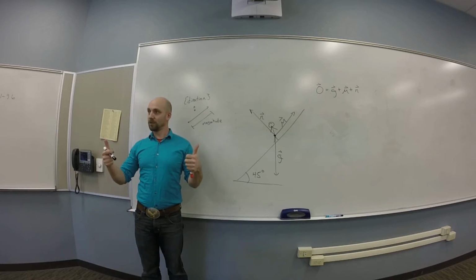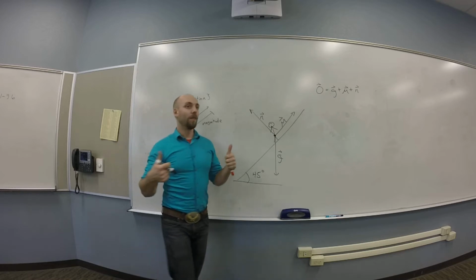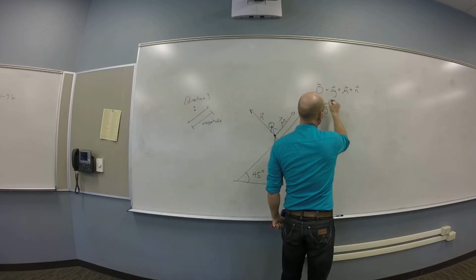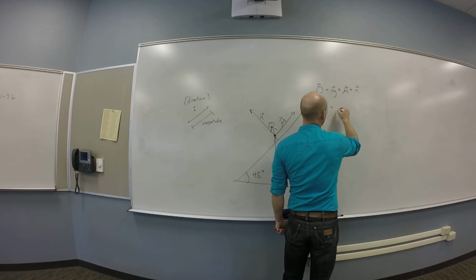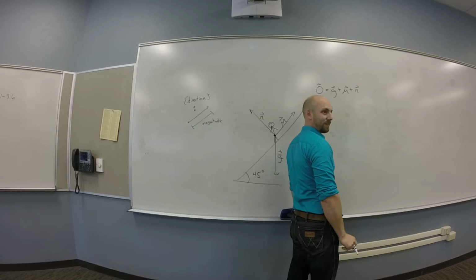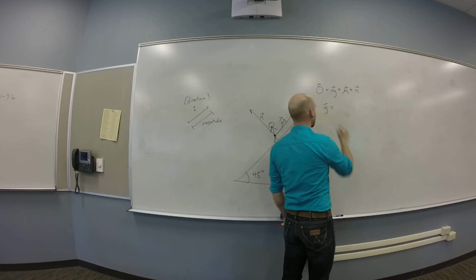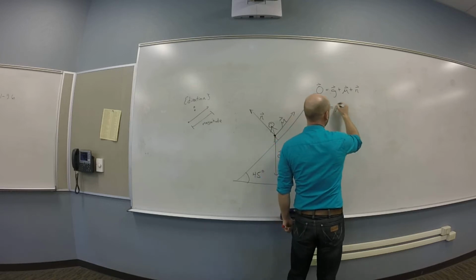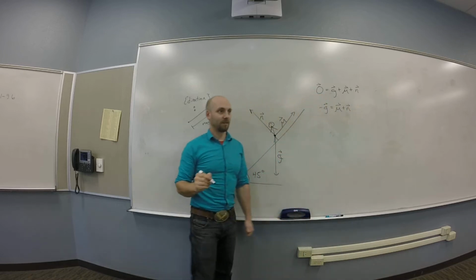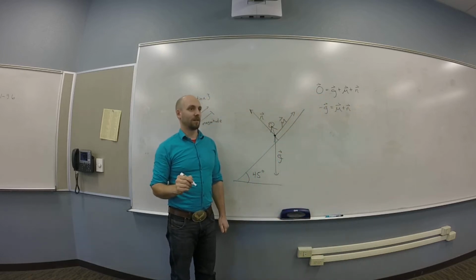Cool? Yes? Okay. That means that gravity adds up to the opposite of mu and n. You guys see that? Negative g equals... so negative g is mu plus n. And so g is equal to negative mu plus negative n.